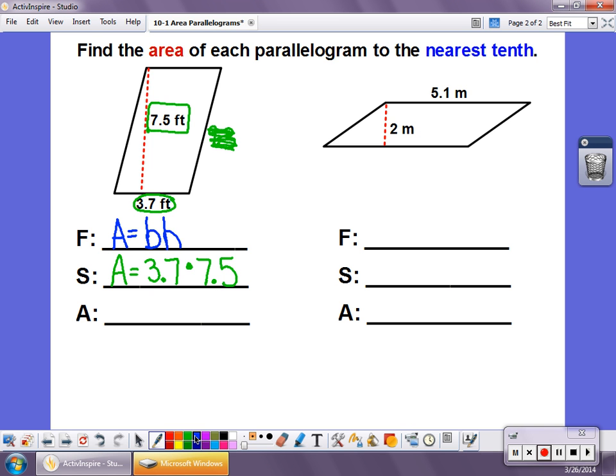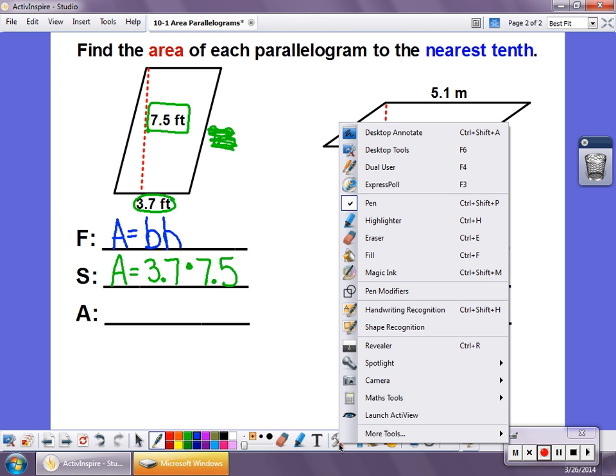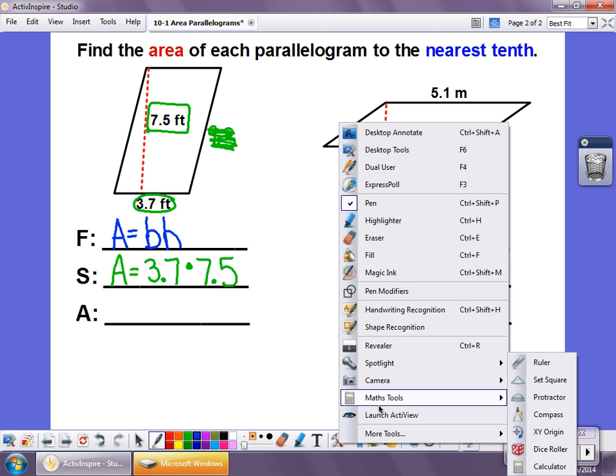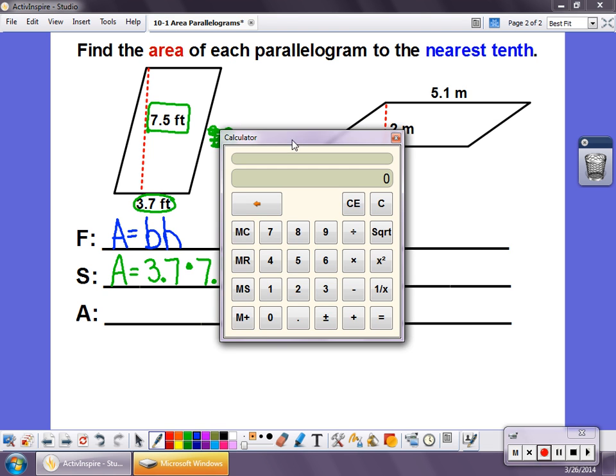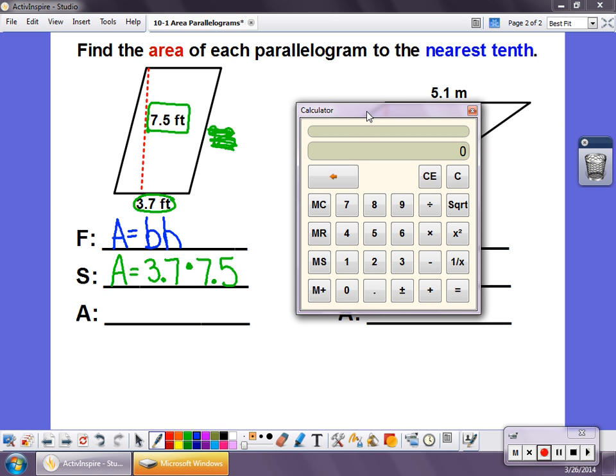Okay, so 3.7 times 7.5. I can use my calculator to help me figure out this answer. I still have to show my substitutions, but from here, I'm allowed to just plug 3.7 times 7.5 into my calculator, and I get my answer. My answer says 27.75.